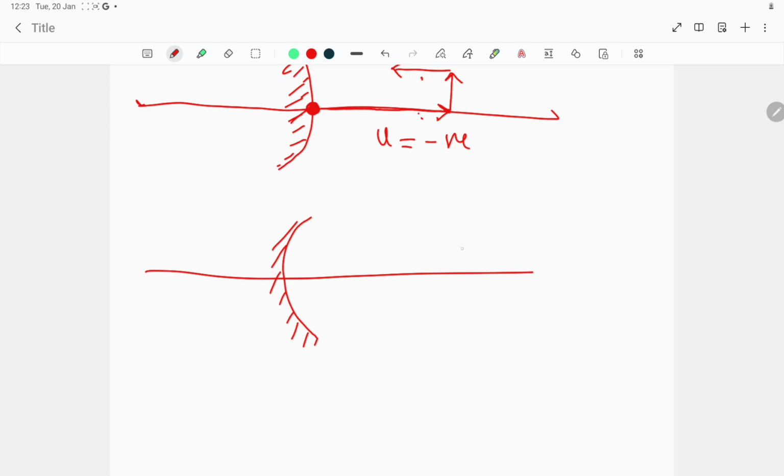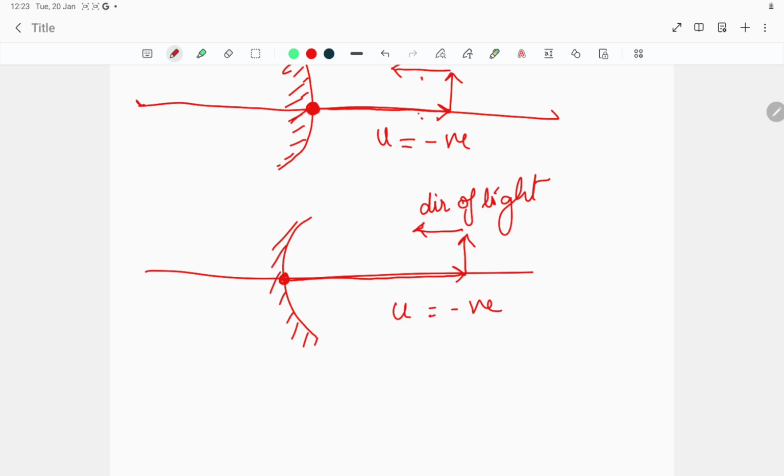Where will I place the object? So I'll place the object here. So towards the instrument I have to take the direction of light. I will fix it. Direction of light is fixed. Now I have to measure from here towards the object. So u will be taken as what?